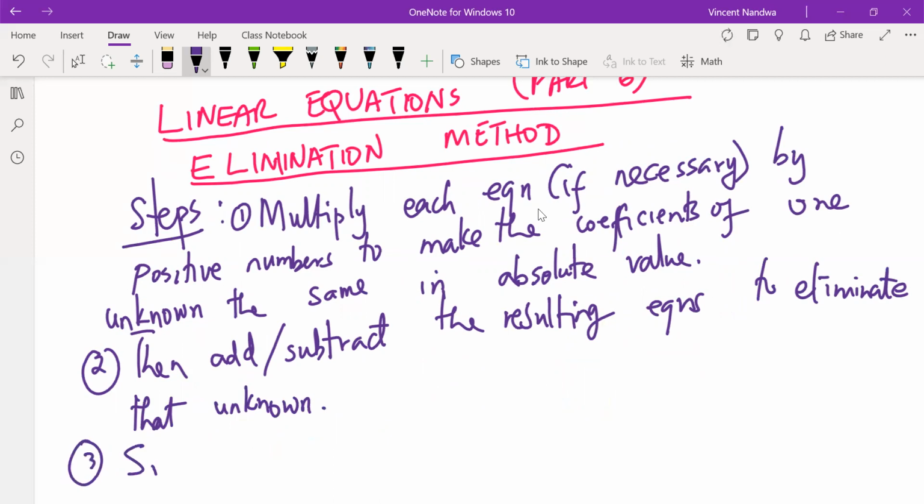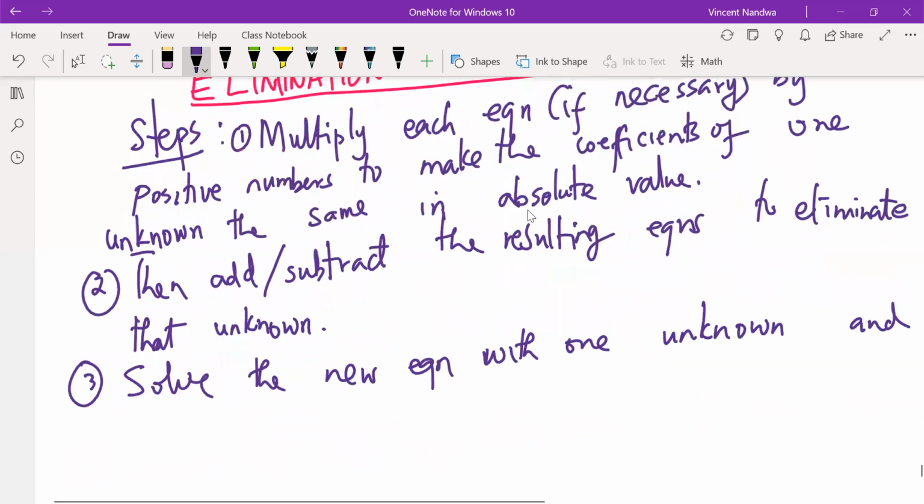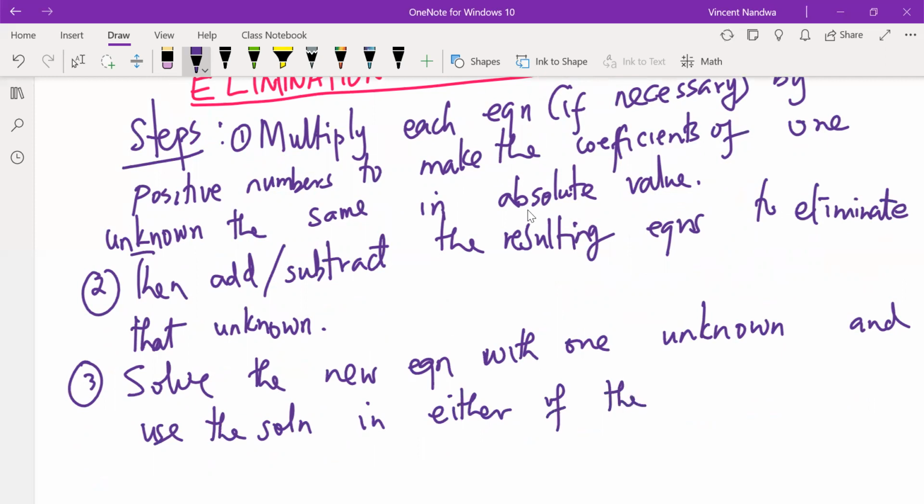Number three, solve the new equation with one unknown and use the solution in either of the equations to get the other unknown.